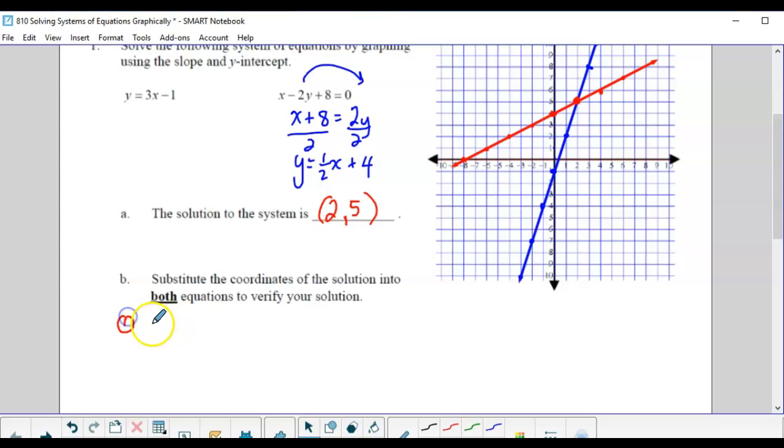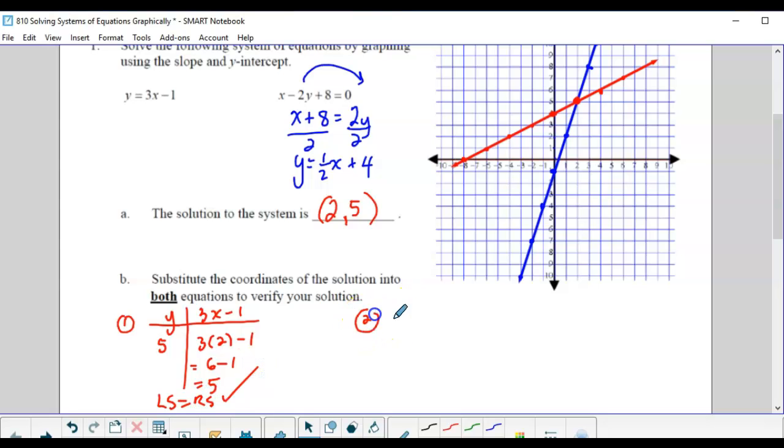So my equation 1, how I verify, I like to do a t-chart, keeping the equal sign away, because we don't know for sure, maybe we made a mistake, whether it's going to work. So my y value is 5, my x value is 2, so I'm just evaluating the right hand side, 6 minus 1 is 5, so the left side equals the right side. So it works for that one.